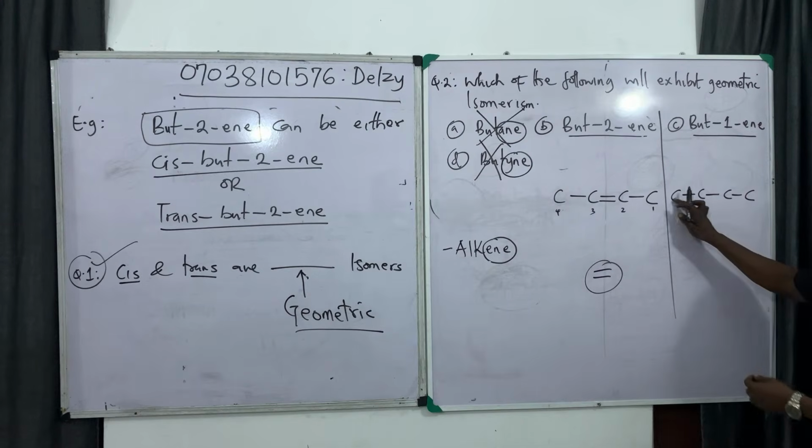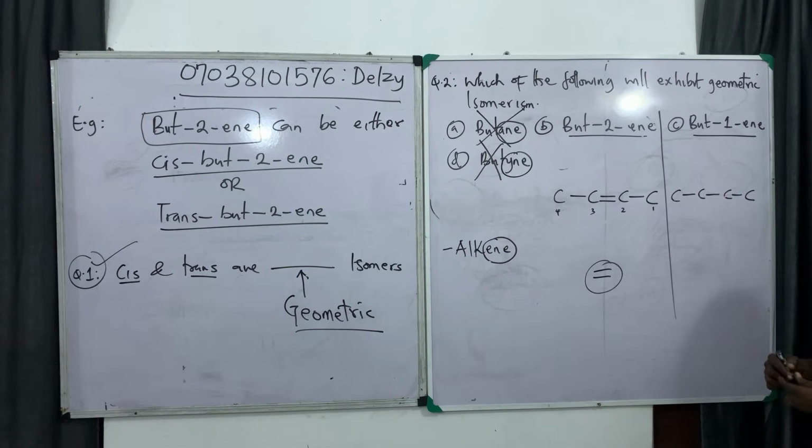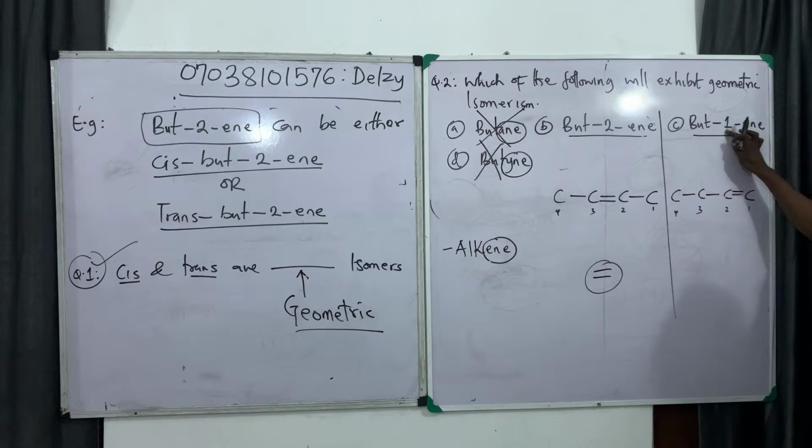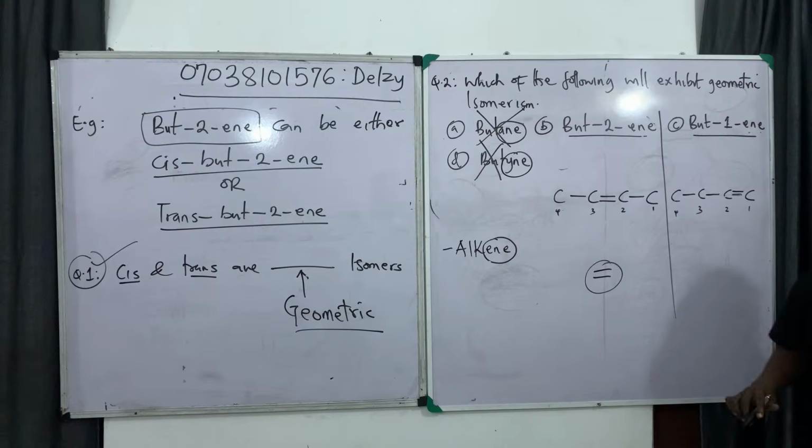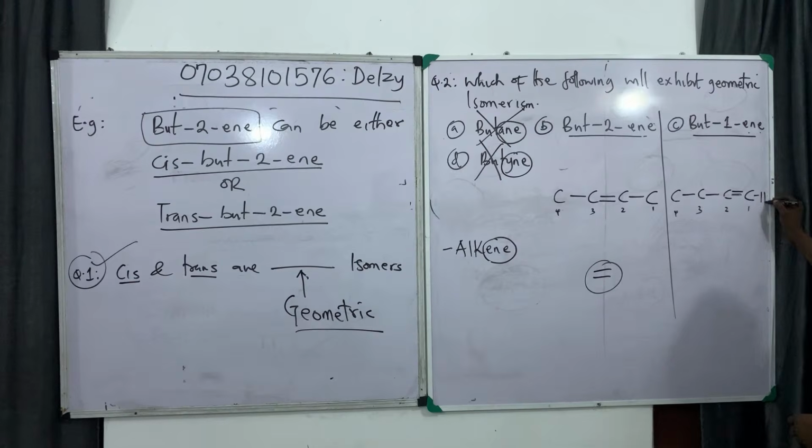But in this case now, but is 1, 2, 3, 4. Ene means there is a double bond at number 1. So you number it 1, 2, 3, 4. You put the double bond here. Anytime a double bond is at the end, listen to me. Anytime a double bond is at the end, that is 1-ene, 1-ene, don't even bother, that is wrong. Because any double bond that is at the end must have hydrogens.